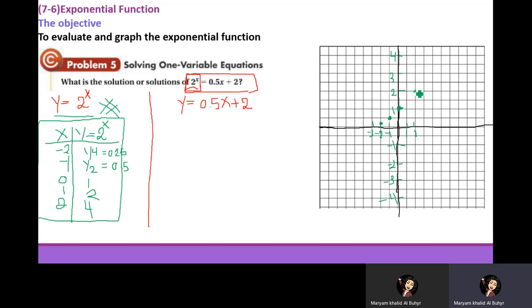So here is your point. Once I have 2, it will be 4. So here is your point. Oh, once I have 1, it will be here. This is the point for 1.